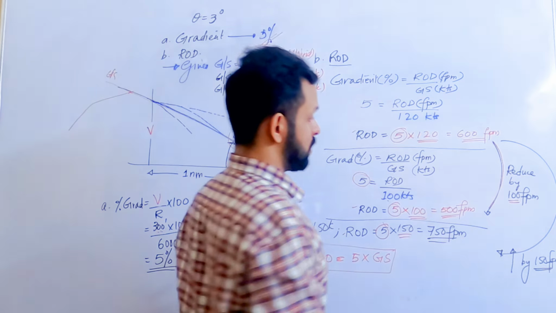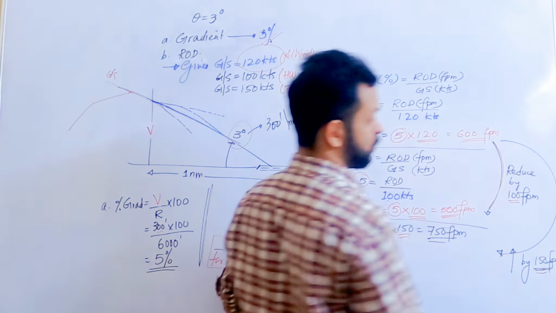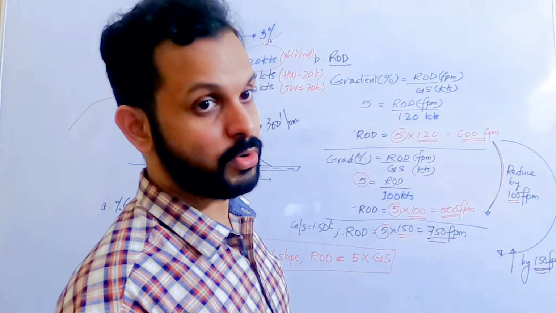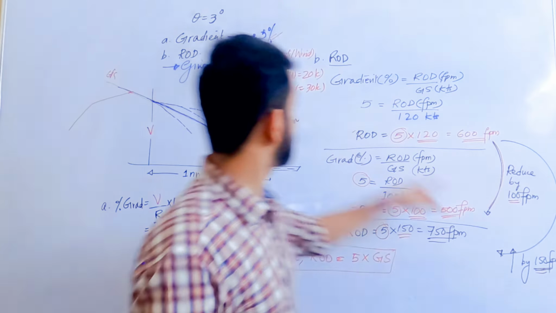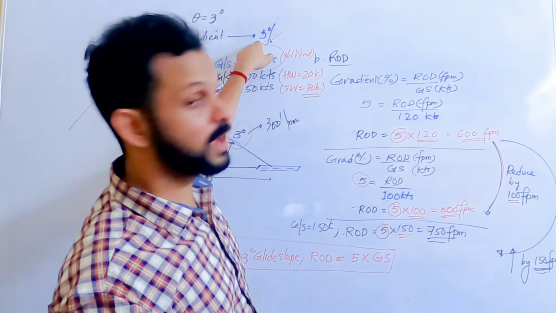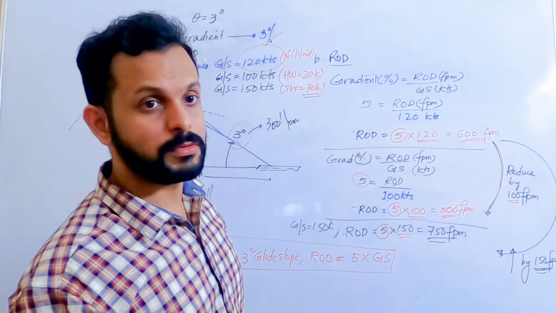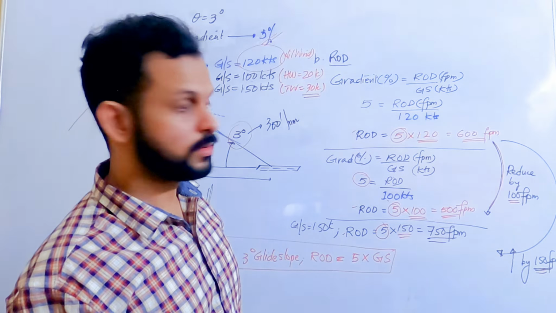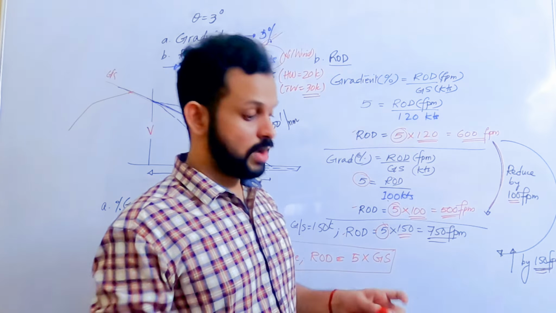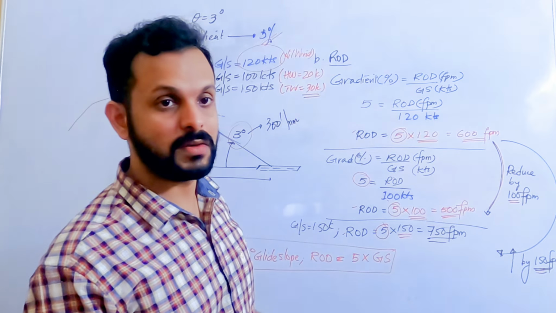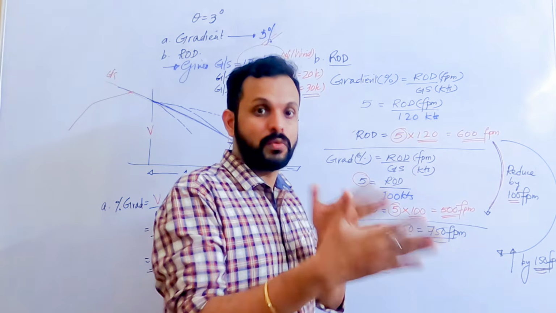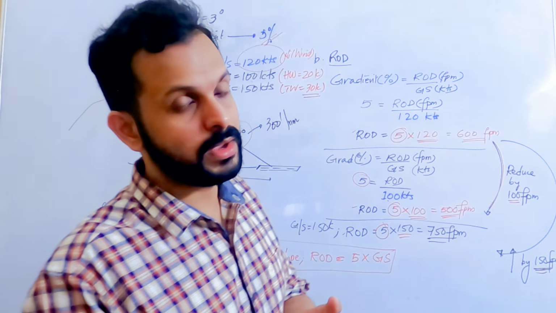Similarly, you see here, when I have a tailwind, I have to increase my rate of descent by 150 feet per minute to stay on the slope. Now this 150 corresponds to the tailwind which you experienced of 30 knots multiplied by 5. Right? So this is one thing which you can keep in mind. When you experience a headwind or a tailwind, you have to increase or decrease your rate of descent by 5 times the amount of wind you experience.